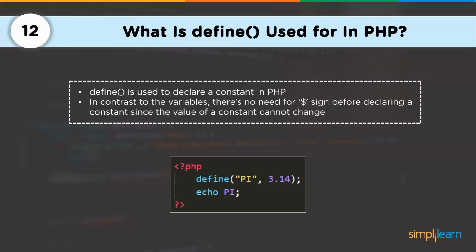Suppose you want to declare the value of pi as 3.14 throughout your PHP code, and it cannot be changed. So we can use define for that.